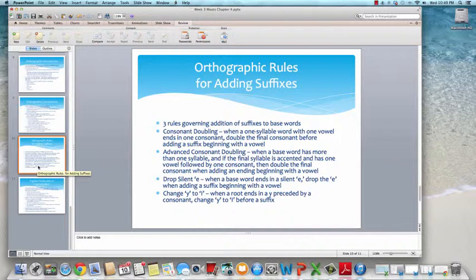So finally, orthographic rules for adding suffixes. And we'll discuss this a little bit deeper when we get to morphology. But there are 3 rules governing addition of suffixes to base words.